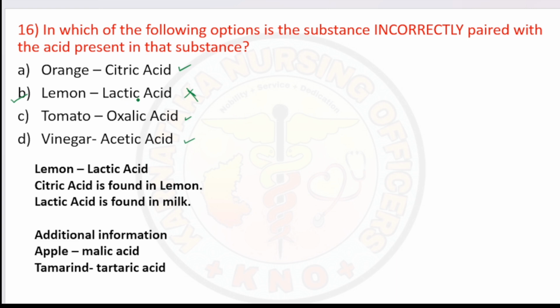Lactic acid is found in milk. Understood? Apple contains malic acid and tamarind contains tartaric acid. So this is additional information. So, next question.